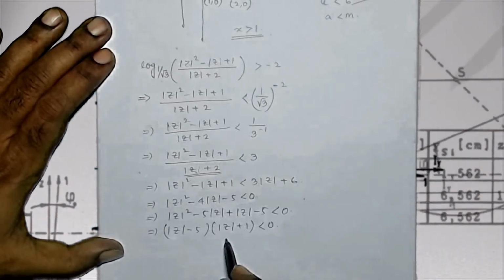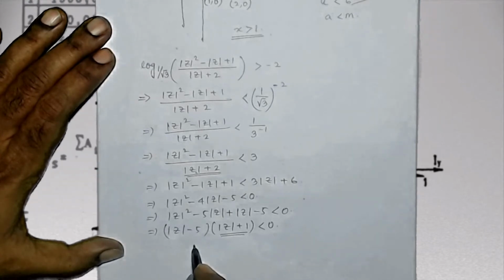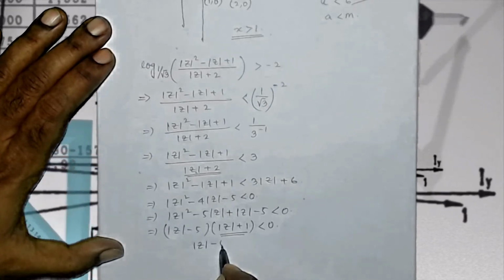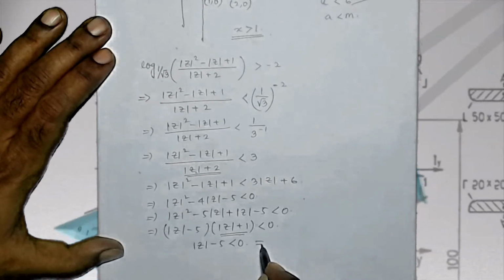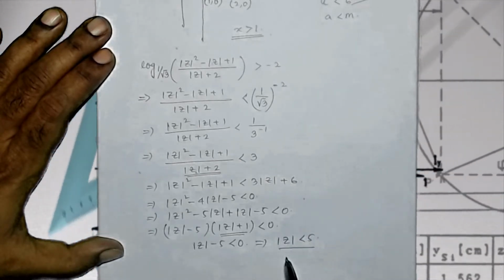Is it clear? Now mod z plus 1, this is always positive. Therefore, the only solution is mod z minus 5 is less than 0. So that implies mod z is less than 5. Is it clear? This is the locus.